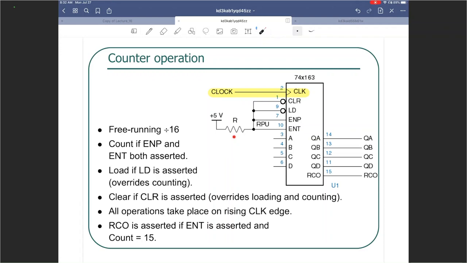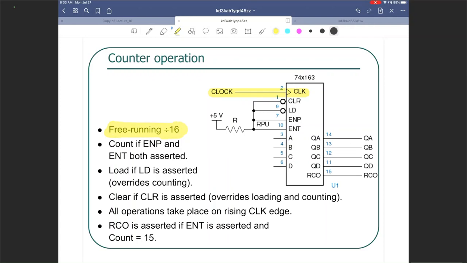That means that I'm never clearing it and I'm never loading anything into it, right? I've connected both the enables to the high. So this is enabled. It will never clear and it will never load anything into the counter. A, B, C, D are left unconnected because I'm not using load, so I can leave them unconnected here. And then QA, QB, QC, QD are the 4 outputs along with the RCO that I'm monitoring for this free running oscillator, free running clock.